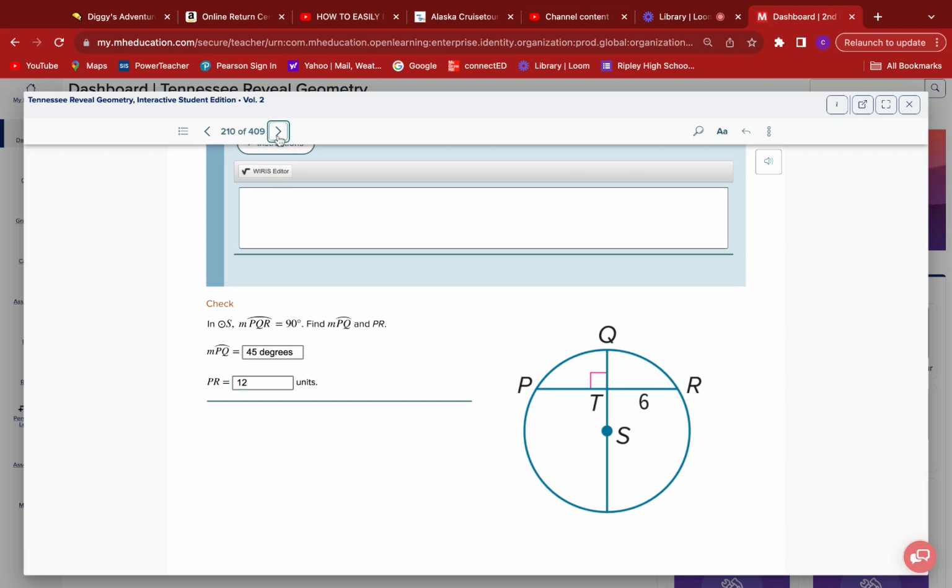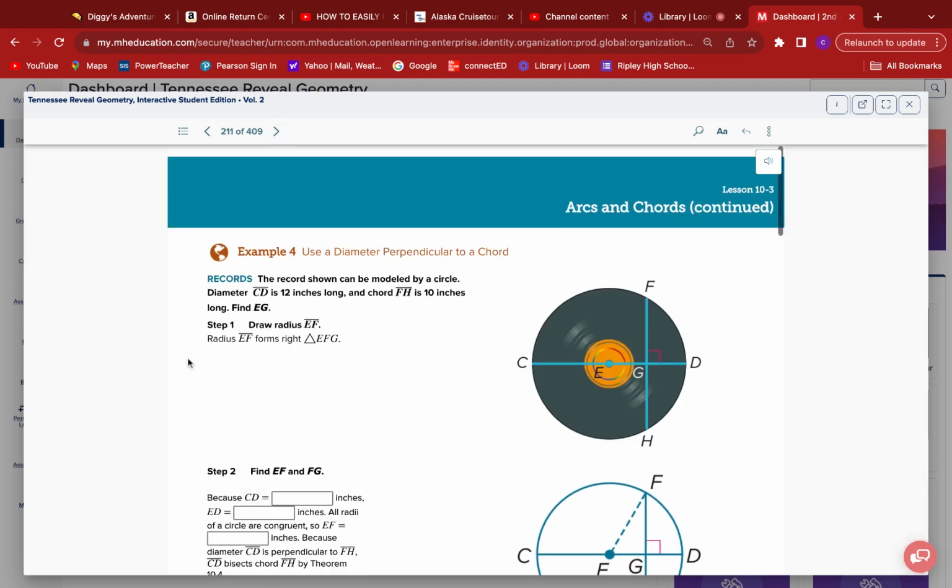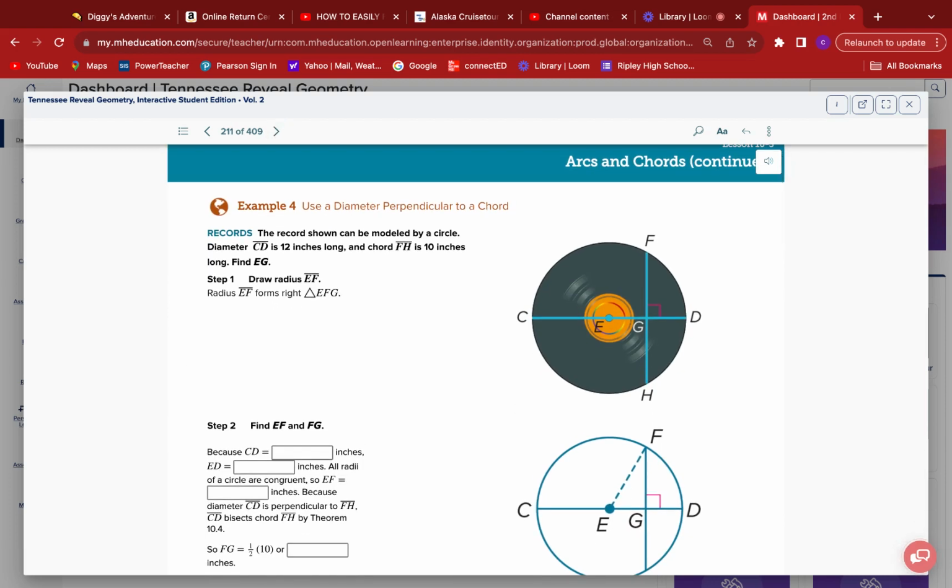Okay. Same page of your workbook, example number 4. Looks like we have a little word problem. We have a record shown that can be modeled by a circle. The diameter is CD, E being the center, so it's a diameter because it goes through the center. CD is 12, which means CE is 6. ED is 6, by the way. Go ahead and put that in.